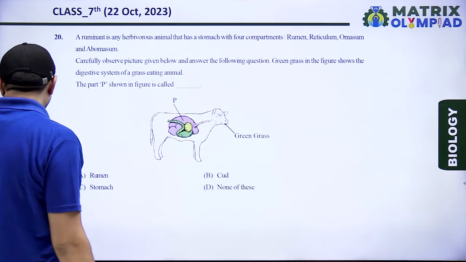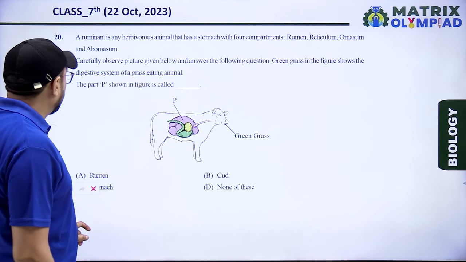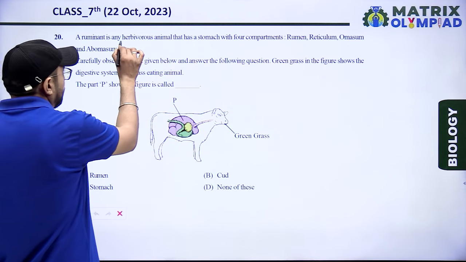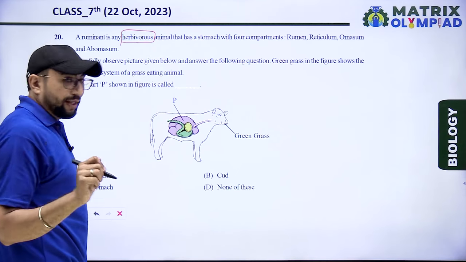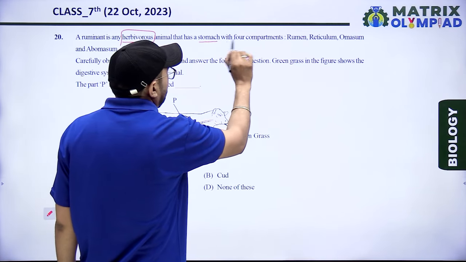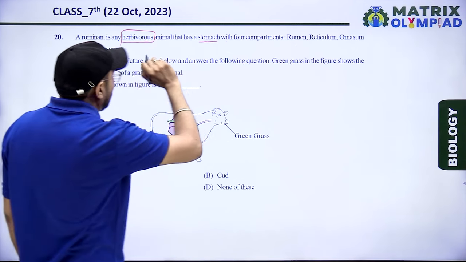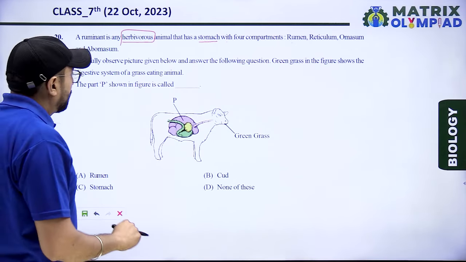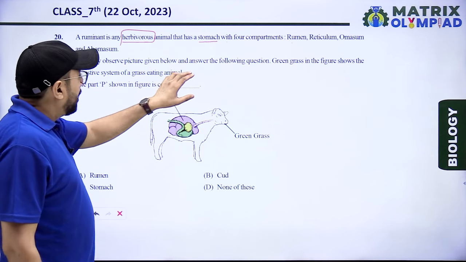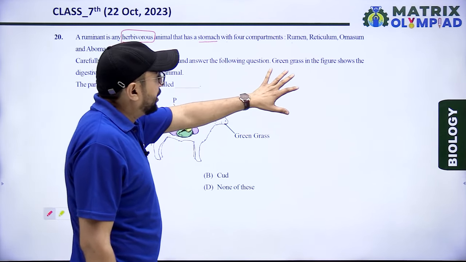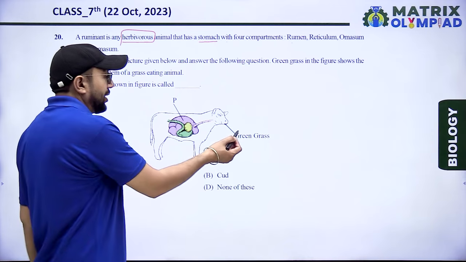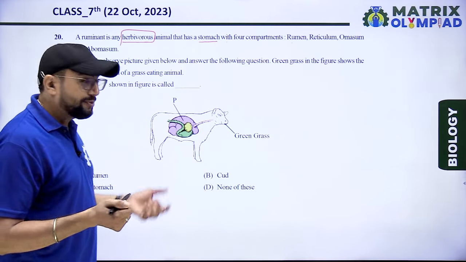Next, a ruminant, rumen present in cow. A ruminant is any herbivore that depends on grasses, the product of producers. Animal that has a stomach with four compartments: rumen, reticulum, omasum and abomasum. So carefully observe the picture. Picture is for ruminant. Below, answer the following question. Green grass in the figure shows the digestive system of a grass eating animal.